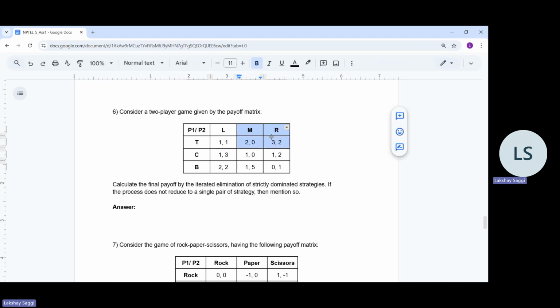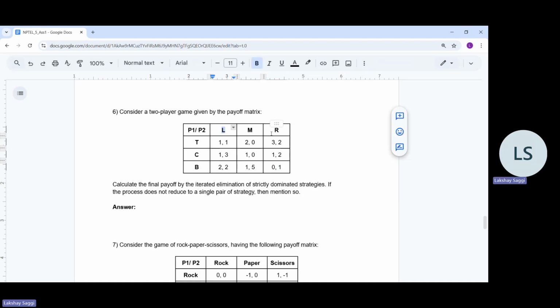Now let's compare maybe M and R. So between M and R, let's see. In the first row, we see that 0 is less than 2, so R is strictly better. In the second row, also 0 is less than 2, so R is strictly better. But in the third row, we see that 5 is greater than 1, so M is a better strategy than R here. So again, between M and R, we cannot say that one strictly dominates the other, because in some cases M is better, in some cases R is better.